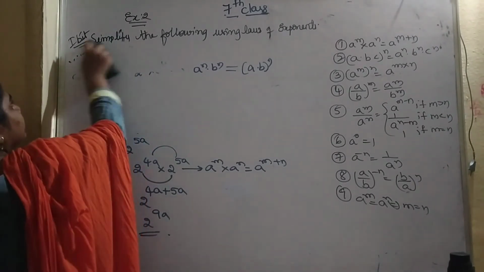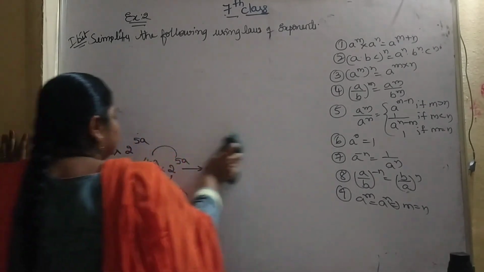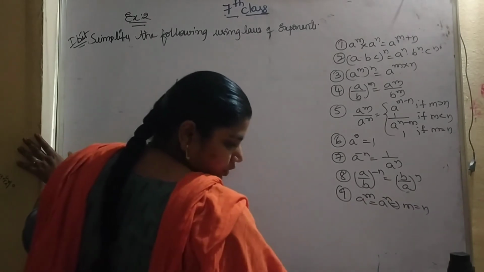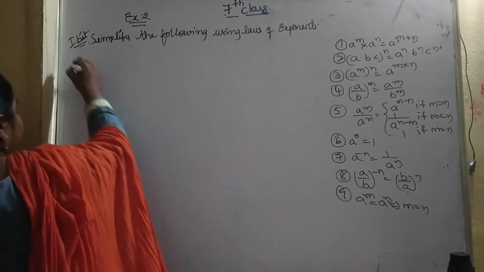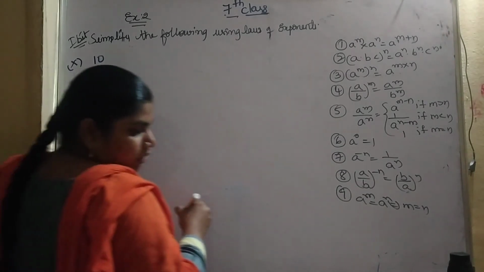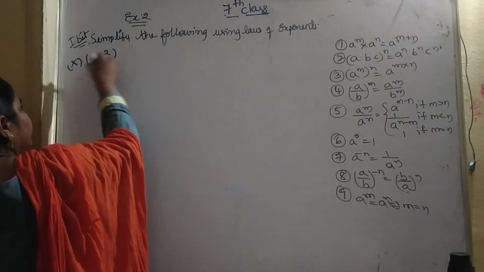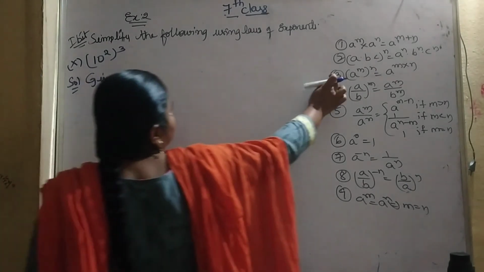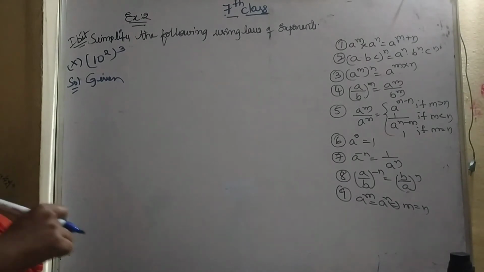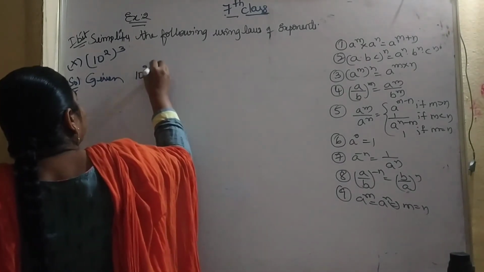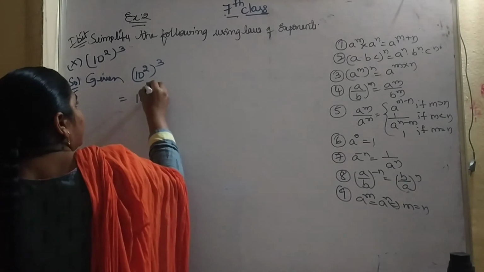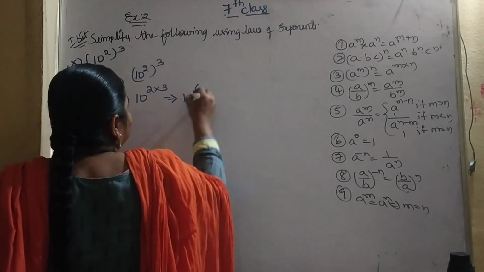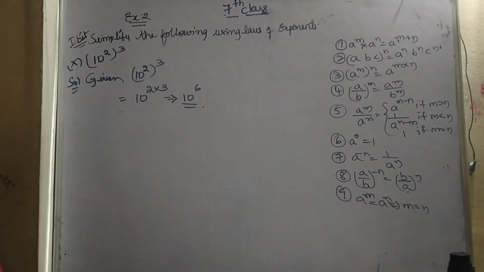Next. So what is the 10th question? 10 power 2 whole cube. Which formula, which law can we apply? We can apply the third law, that is a power m whole power n is equal to a power m into n. That is 10 square whole cube can be written as 10 power 2 into 3, that is 10 power 6, since 2 times 3 is 6. So here 10 power 6 is our answer.